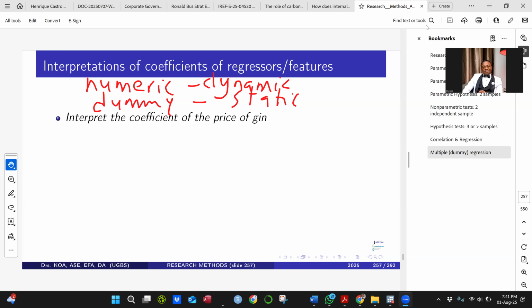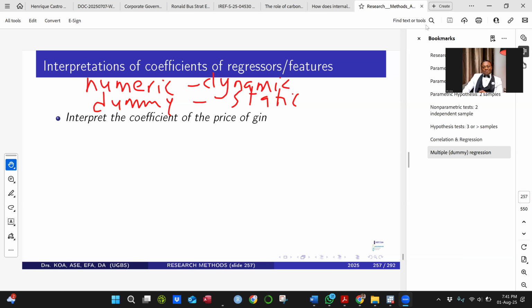It's not dynamic. But the prices of goods are what? Are changing. Prices of goods are dynamic. The weather is dynamic. The price of gold is dynamic. The price of t-shirt is dynamic. But the occupation of a person, occupational type of a person, is static, generally speaking. So how you interpret the coefficient of any variable matters whether the variable is dynamic or is static.